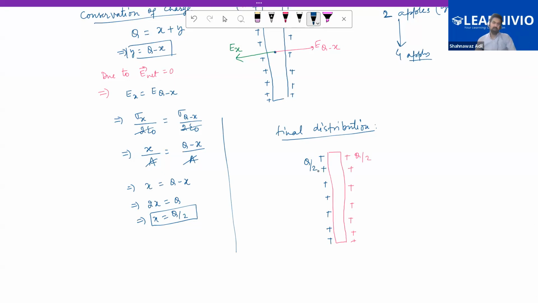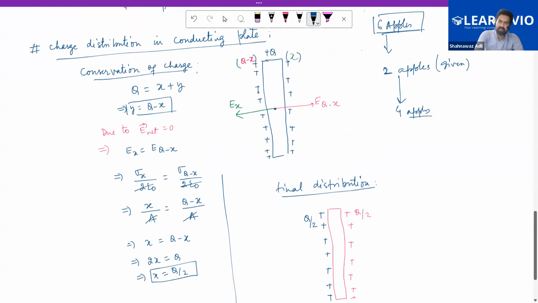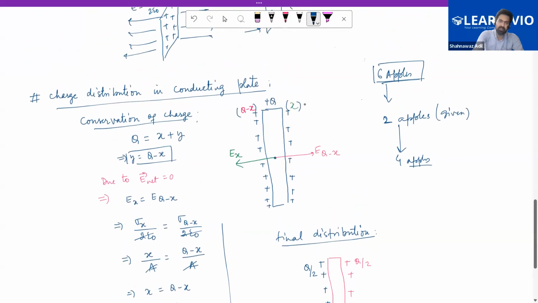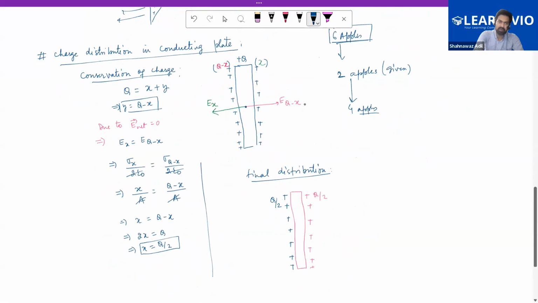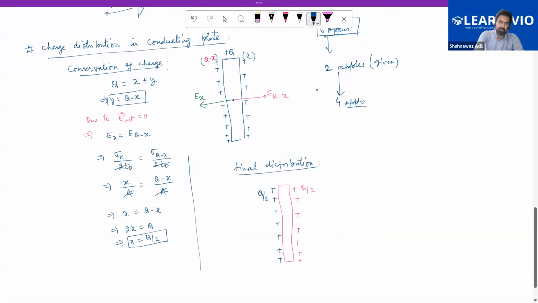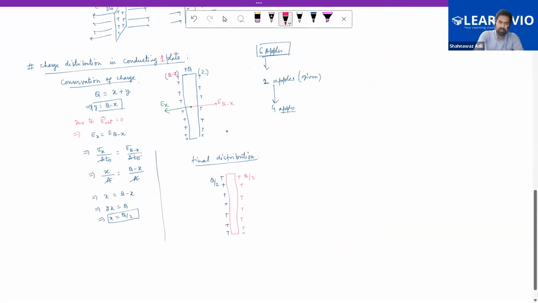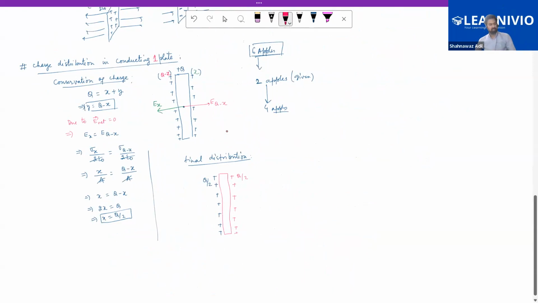Yes, sir. Okay, so now please note it down. Just remember that this is the case, that E inside has to be zero. We'll talk about several cases. So you have one conducting plate, and then we'll talk about two plates. Just note it down and then we'll talk about the other things.